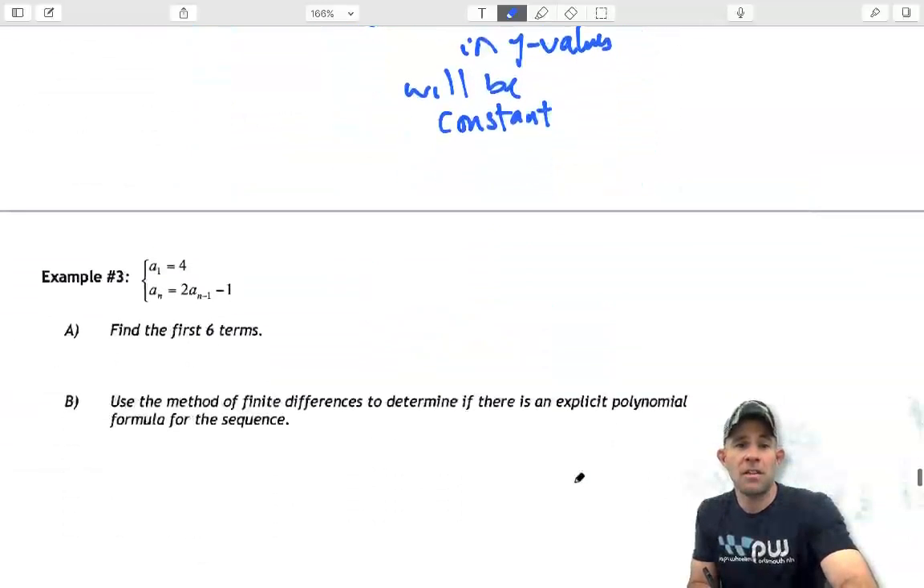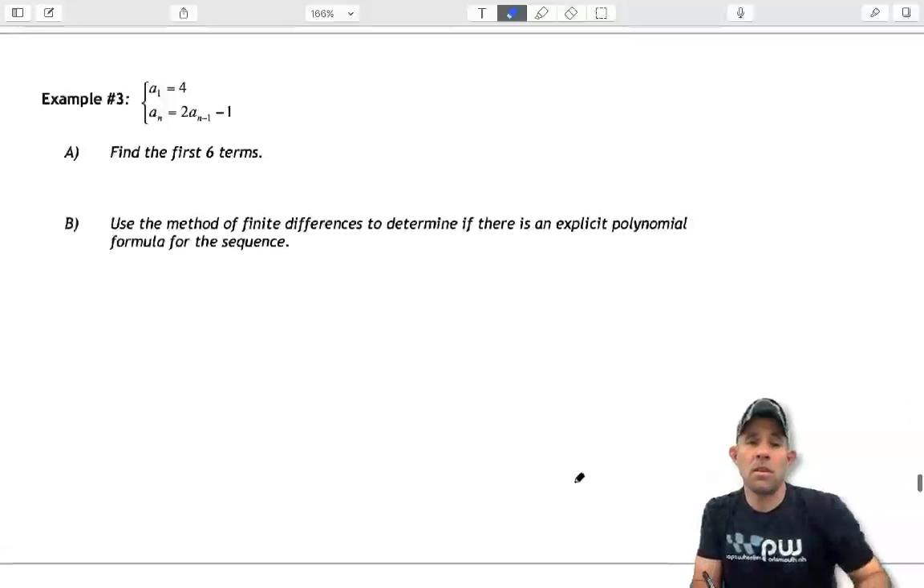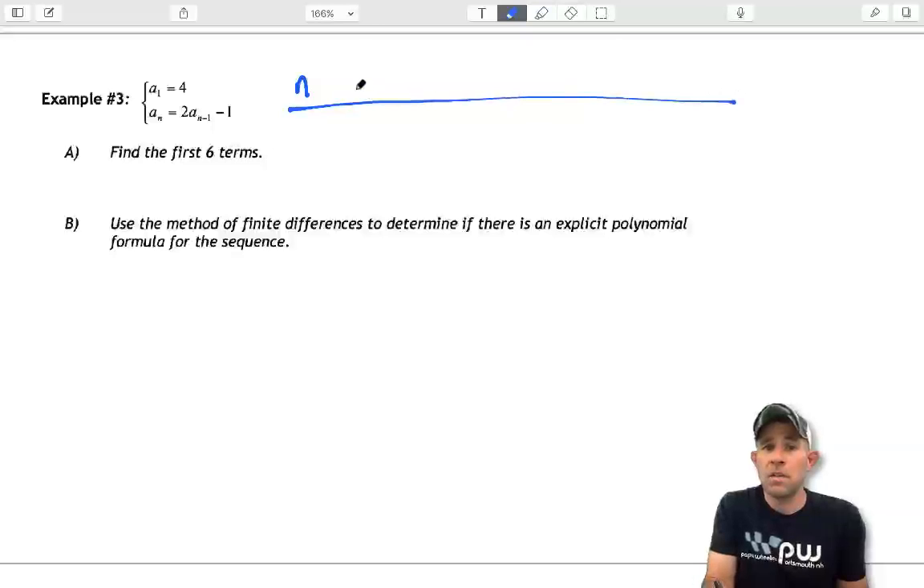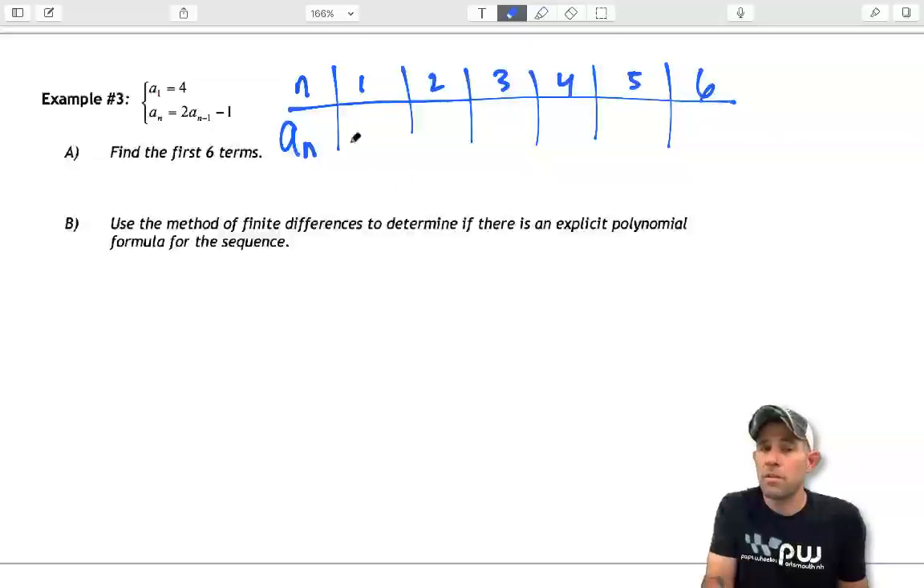All right, let's take a look at example 3. We're given this recursive formula. It says our first term is 4, our a sub n is 2 times the previous term minus 1. We want to find the first 6 terms. So we're going to make ourselves a table here. Our table of values goes like this. N is 1, 2, 3, 4, and 5. Oh, 6, we need our first 6 values.